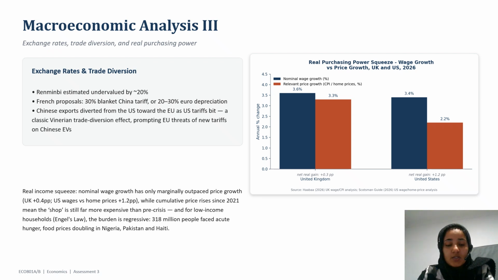The main message is that even when wages increase, people may not feel better off if prices also rise. High inflation reduces purchasing power and increases the cost of living. In conclusion, exchange rates, trade policies, and inflation all affect international trade and people's living standards.